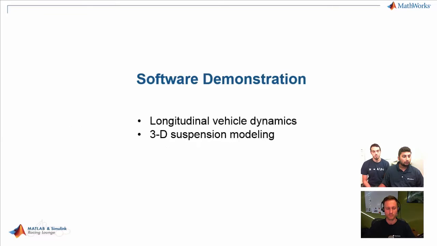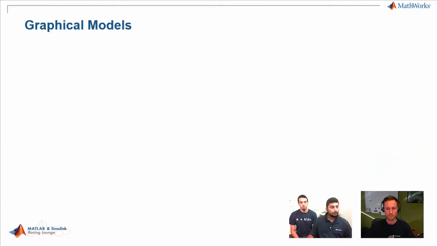Okay, thanks, Swarooph. So you've seen a couple examples of models using the Simscape tool. We just saw the longitudinal dynamics system in the context of an electric vehicle, and also the three-dimensional suspension mechanism. I'll talk to you a little more about the technology that we just saw. So to start, I want to introduce you to two types of graphical models.